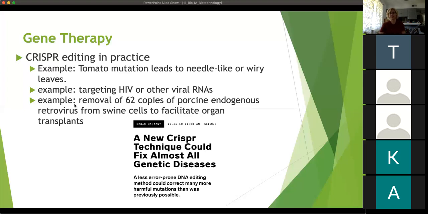And this headline was from last fall. There was an article where they've modified this CRISPR technique just a little bit. And again, in theory, this modified form of CRISPR could fix something like 88% of human genetic conditions. So that is obviously down the line, but that is what's kind of in the pipeline.